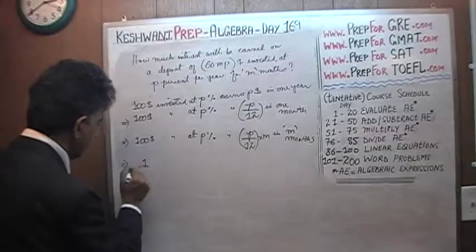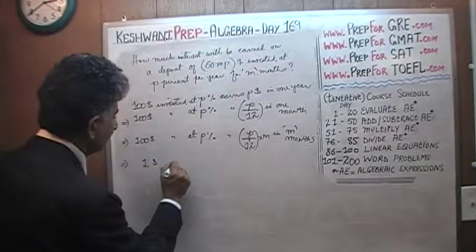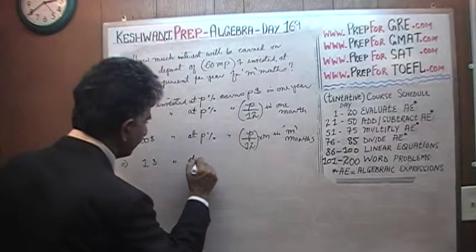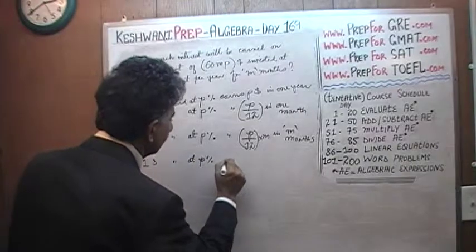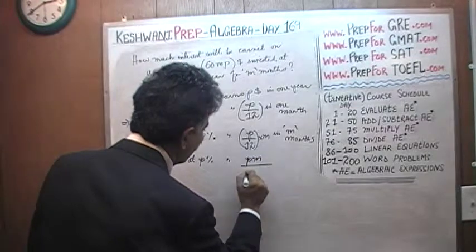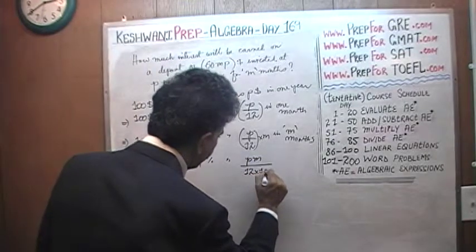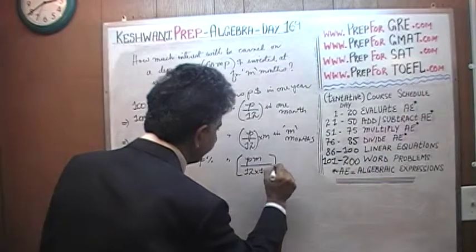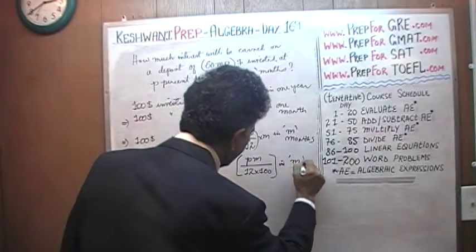So $1 invested at P% should earn M times P over 12 times 100 in M months.